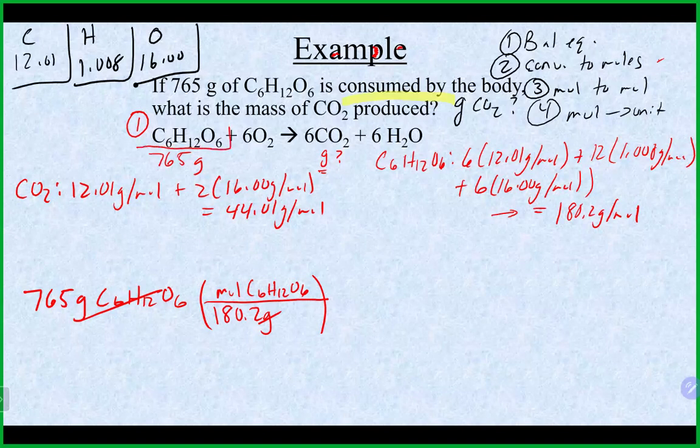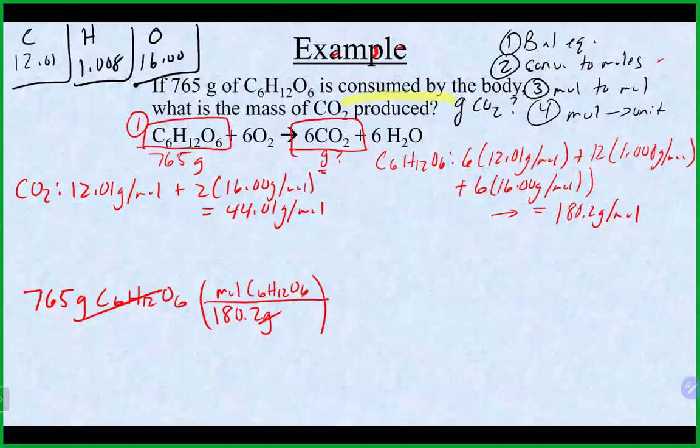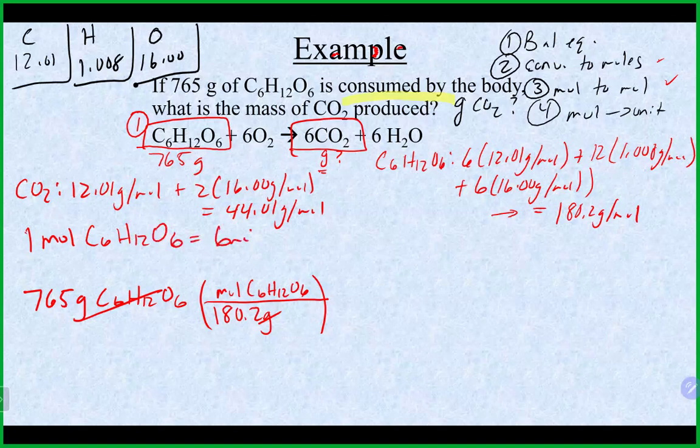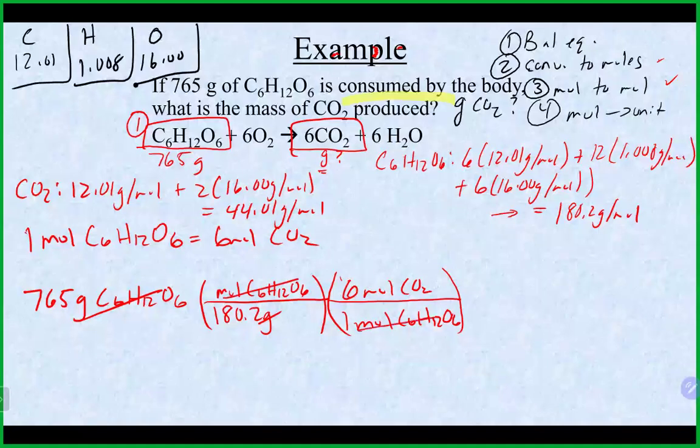Now I'm ready for step number 3, which is go to the equation and find those relationships there. And from the equation, we can see that for every 1 mole of C6H12O6, we get 6 moles of CO2. Again, setting it up in dimensional analysis here, we have the moles of the C6H12O6 on top, which means opposite to cancel. So we'll put those guys on the bottom, and obviously our moles of CO2 up on top. That is going to cancel our moles of the C6H12O6. We're now in moles of CO2.